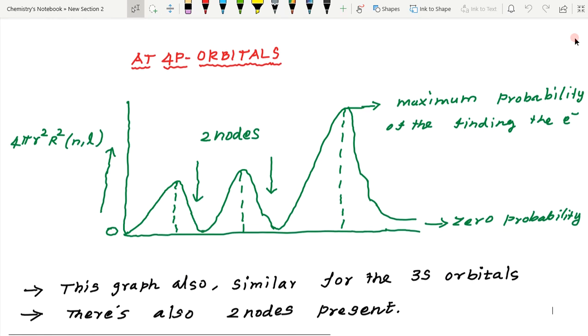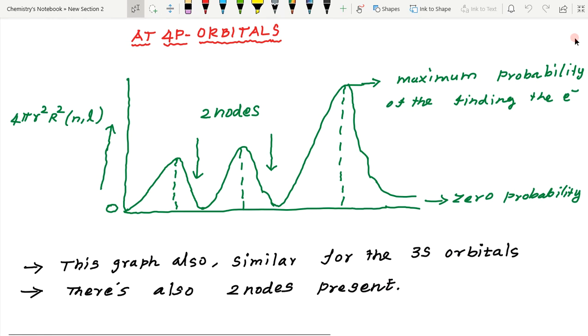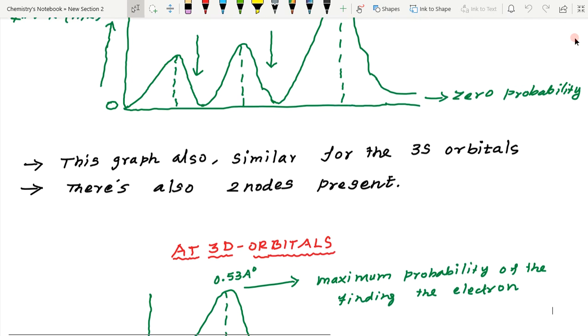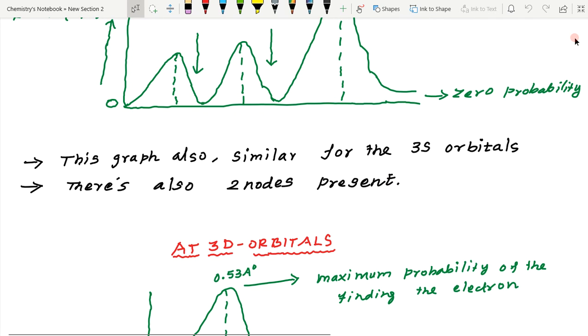At 4p orbitals, take a plot against 4 pi r square capital R square nl. There are also two nodes found, two smaller curves and one bigger. See the bigger curve, the maximum probability of finding the electron is denoted in that space. This graph is also similar to the 3s orbitals, where there are also two nodes present.